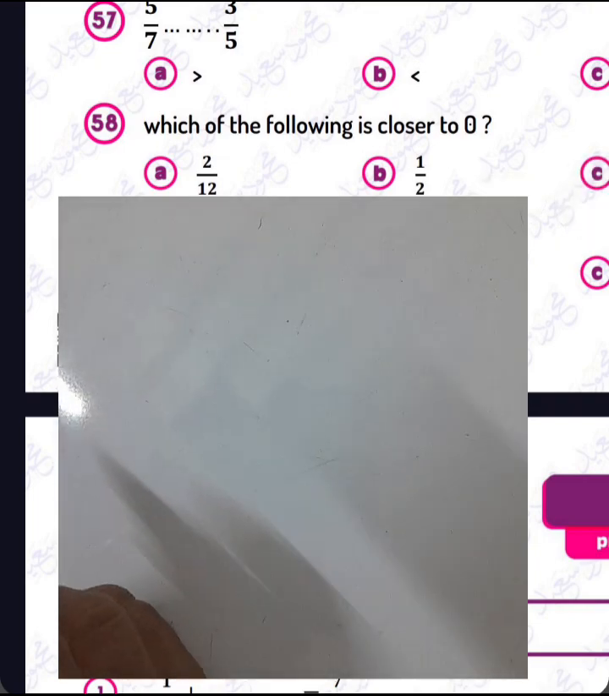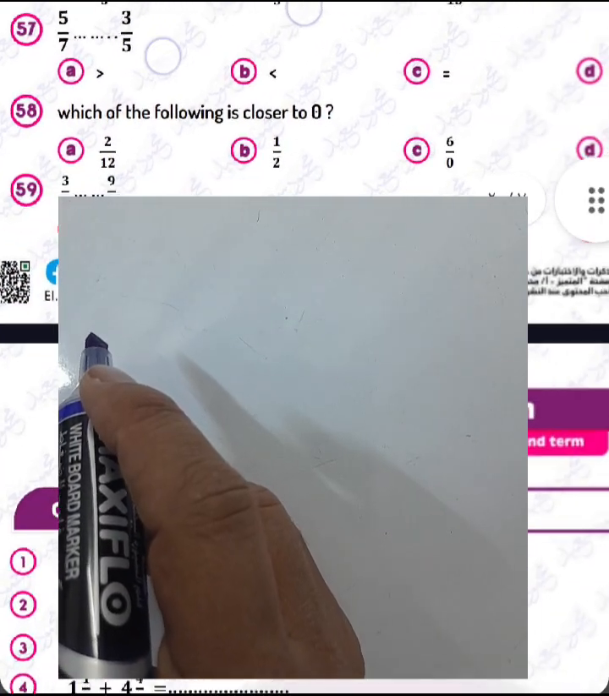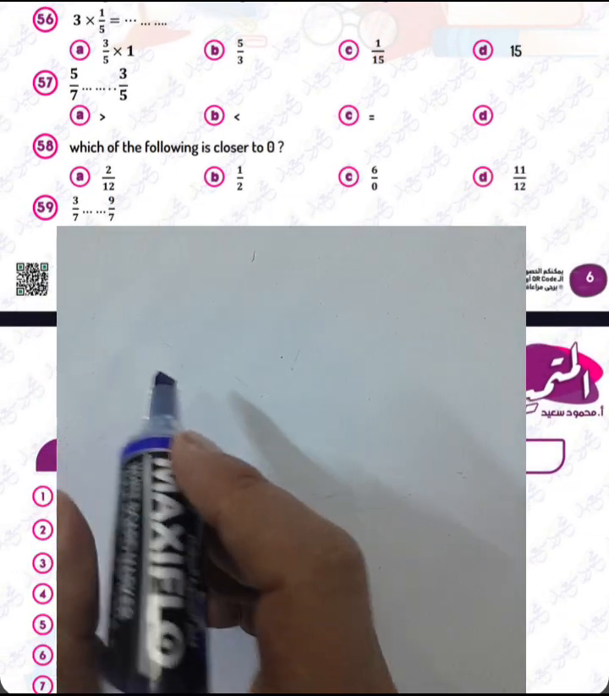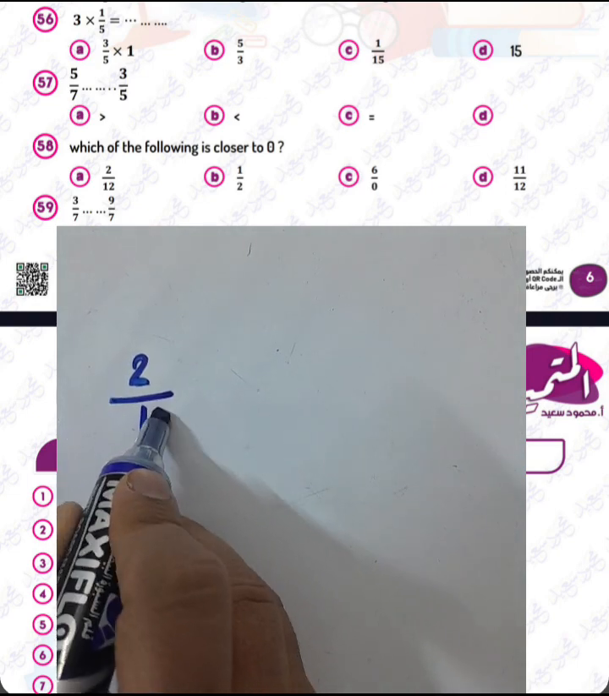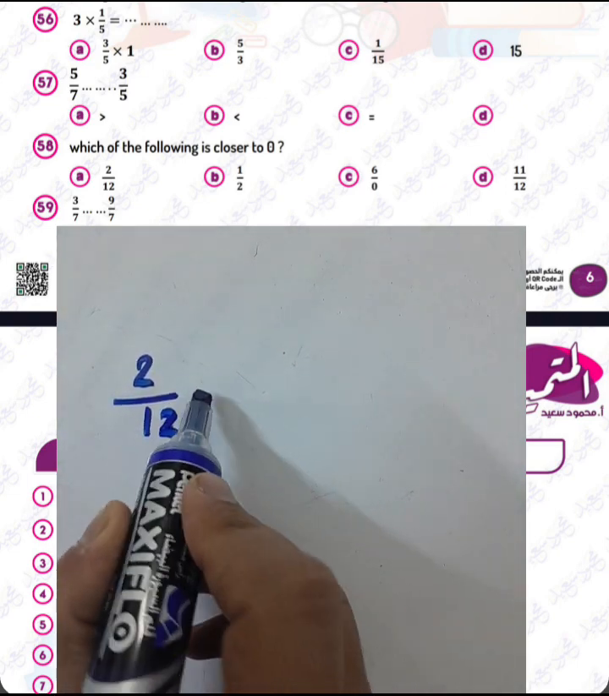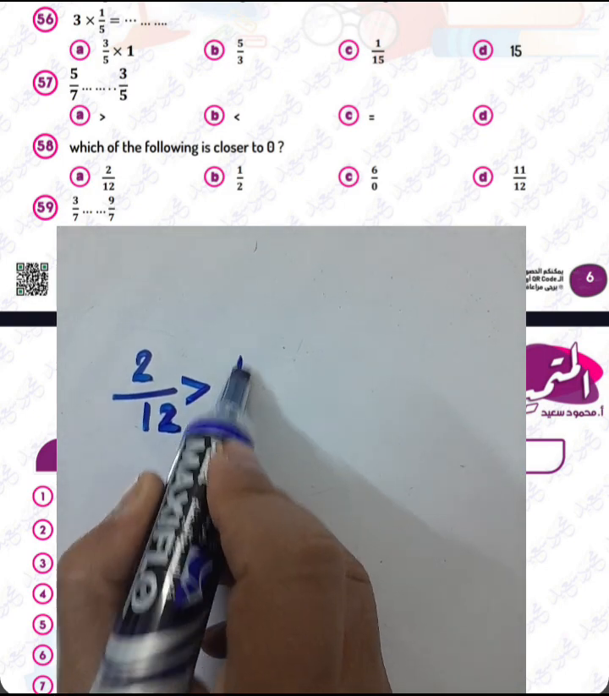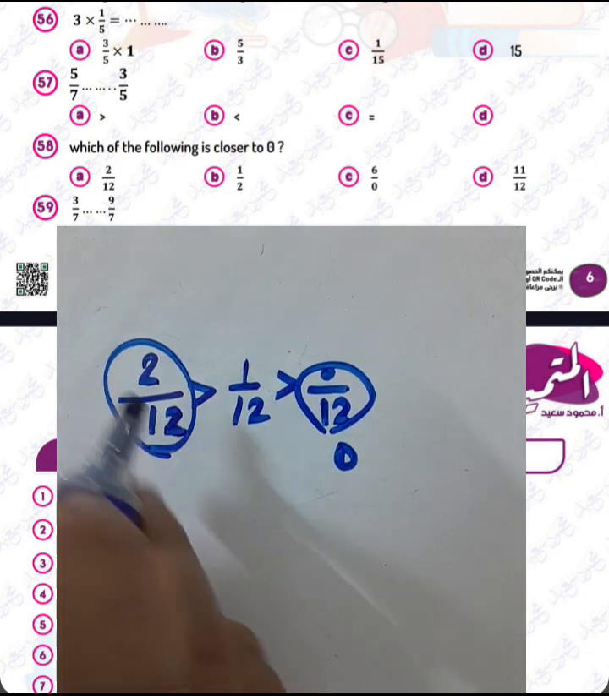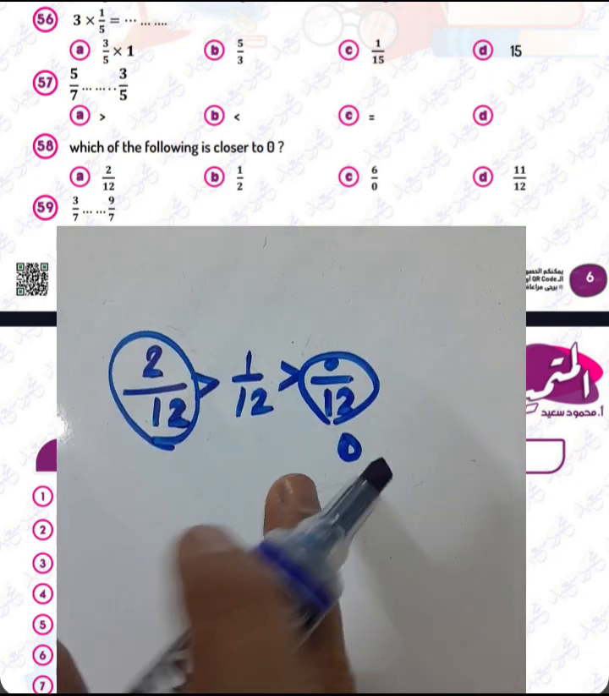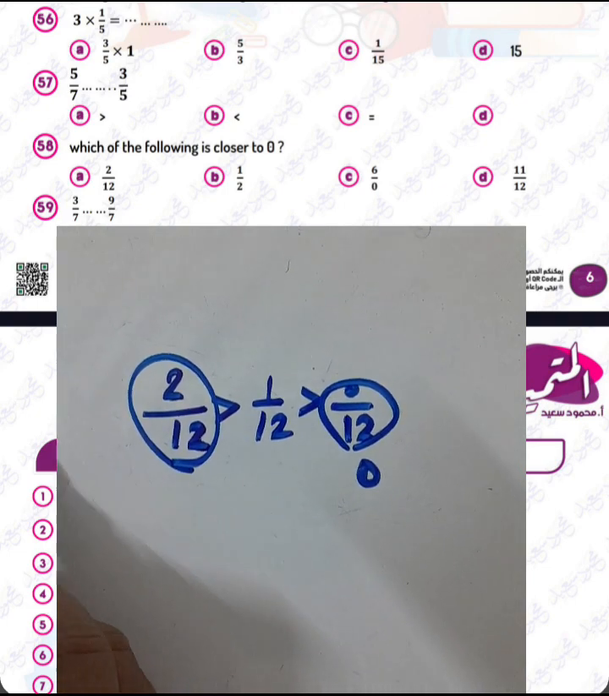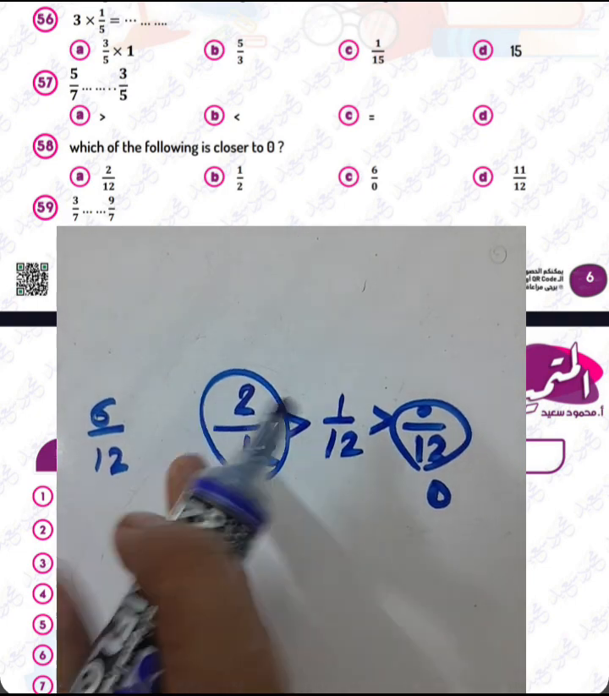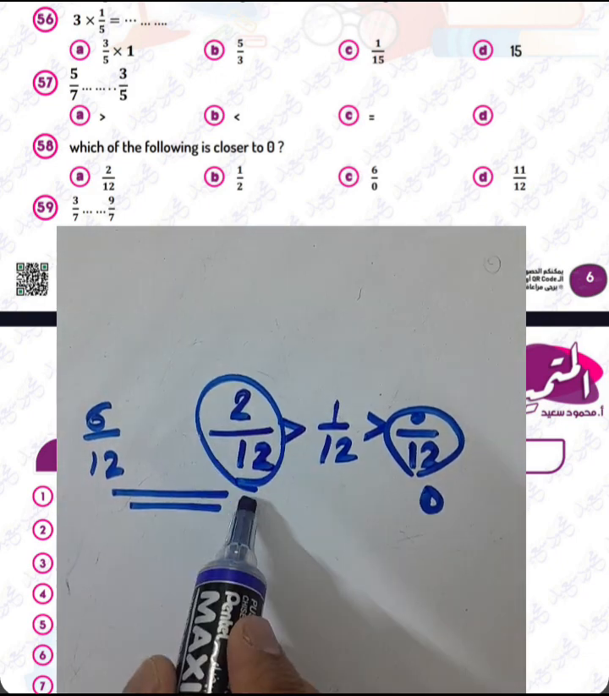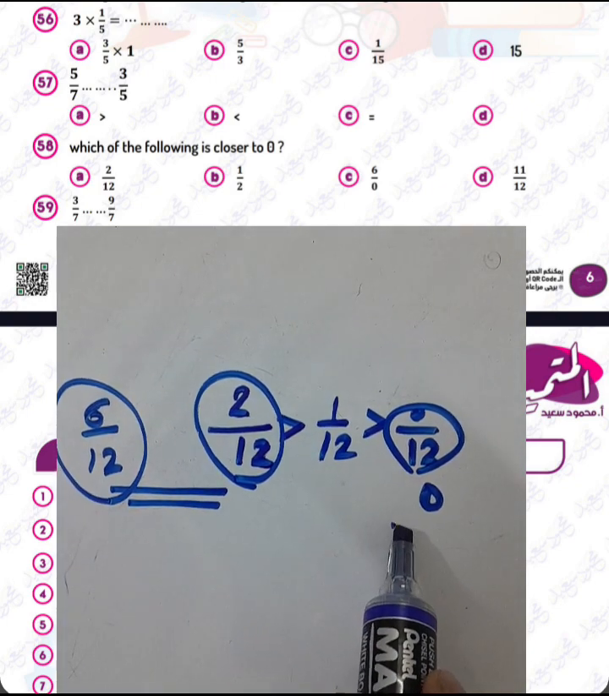Which of the following is closer to 0? Closer to 0 means the numerator is less than the half and nearest to 0. We have 2 over 12 nearest to 0. Why? Because 2 over 12 is greater than 1 over 12, which is greater than 0 over 12, and 0 over 12 equals 0. Then 2 over 12 is nearest to 0. But half means 6 over 12. We have 3 over 12, 4 over 12, 5 over 12. We have a long distance between 2 over 12 and 6 over 12. Then you must write 2 over 12.